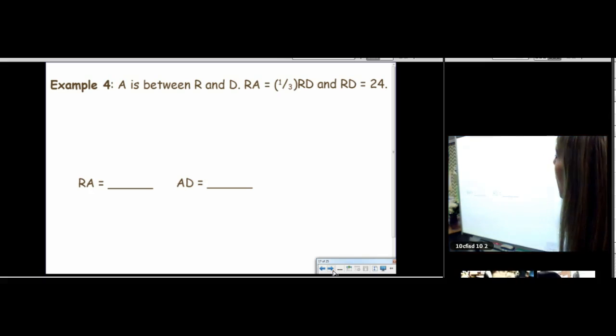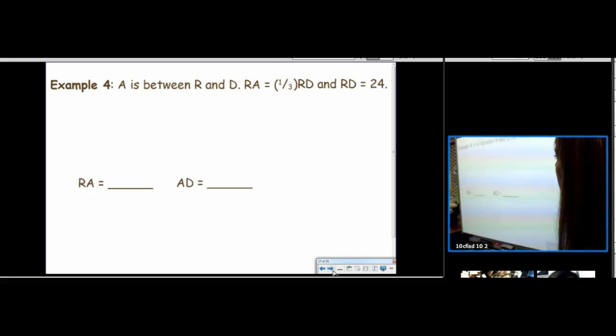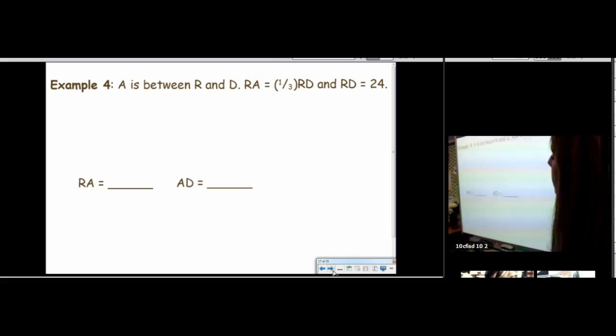Okay. A is between R and D. RA is 1/3 RD, and RD is 24.